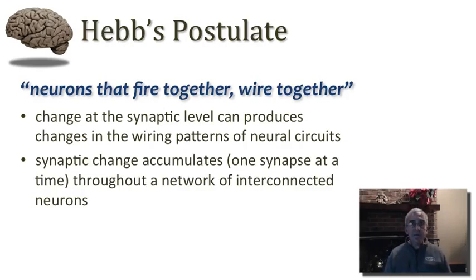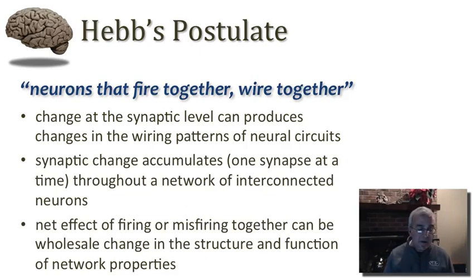And so this synaptic change accumulates throughout a network of interconnected neurons, and the net effect of firing or misfiring may be wholesale change in the structure and function of network properties. So in this way, the unitary change of synaptic strength can be compounded throughout an entire network of connections.